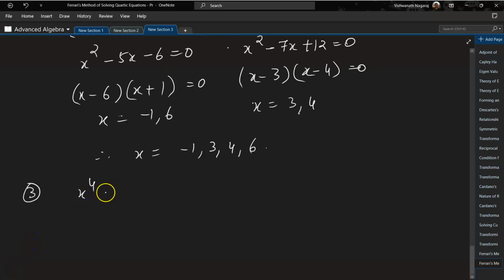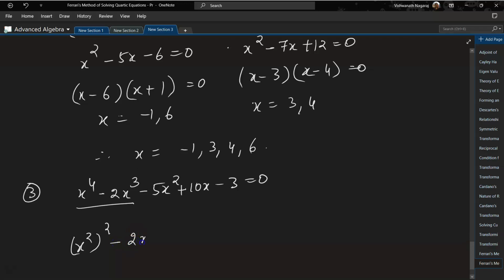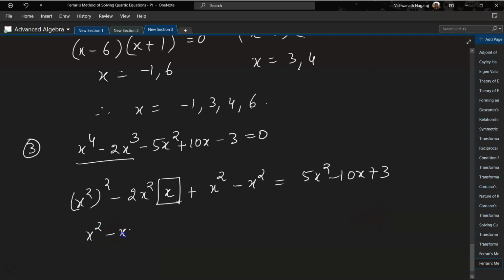Okay, the third problem is x to the power of 4 minus 2x cube minus 5x square plus 10x minus 3 equal to 0. Again, let's take these two: x to the 4 minus 2x cube, and a box, plus whatever is there in the box will come here and get squared. So what do we need? Minus 2x cube is already there, so the only thing that is required is x. So here we will end up with x square. Now x square is what we are adding. So subtract, it is equal to 5x square minus 10x plus 3. This can be written as x square minus x the whole square is equal to this, and x square goes to the other side. So it becomes 6x square minus 10x plus 3.